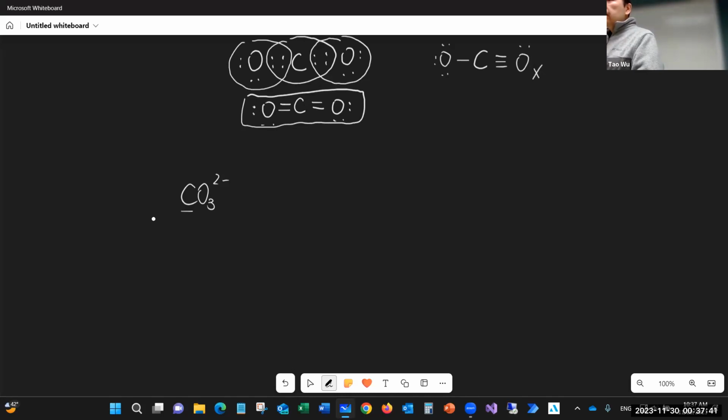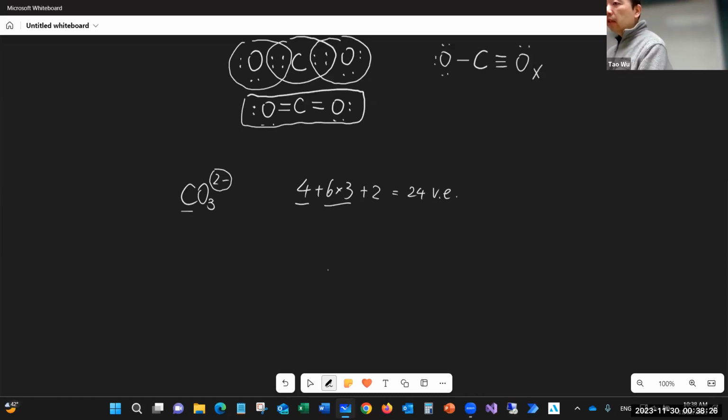Carbon has 4 valence electrons, oxygen has 6 times 3. This is how many valence electrons belong to each element. And remember, we also include the charge. Since this has 2 more electrons, it gained 2 electrons, so we add 2 more. So 4 plus 6 times 3 plus 2: 18 plus 4 is 22, plus 2 is 24. We have 24 valence electrons for this polyatomic ion.